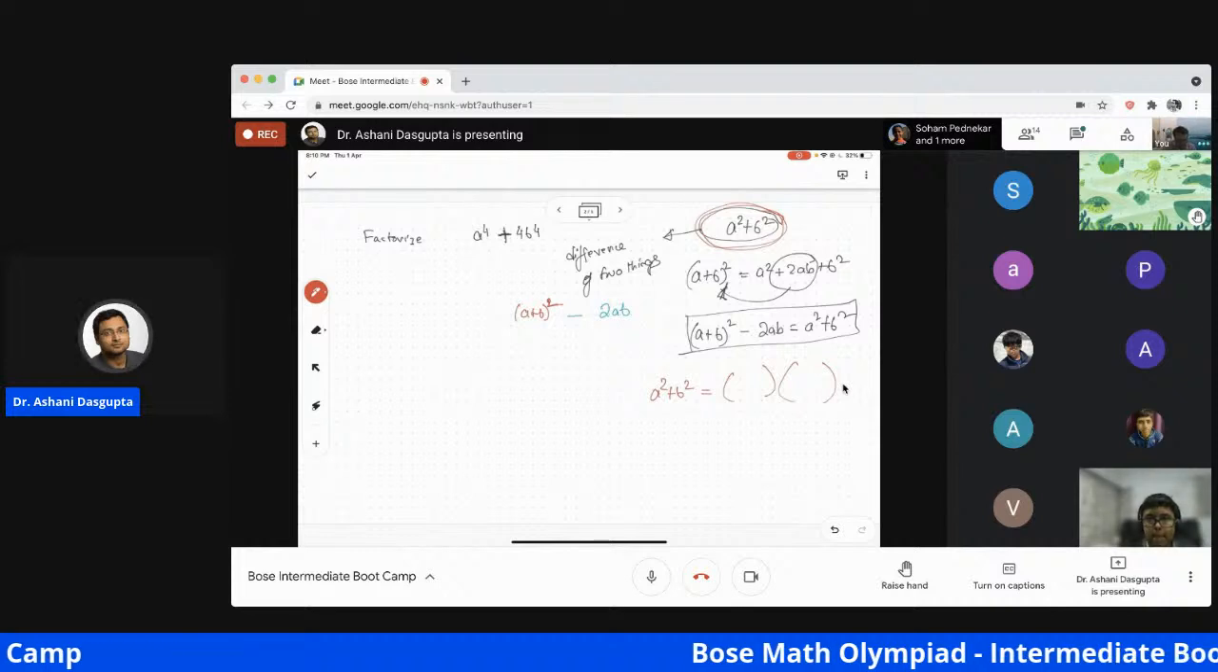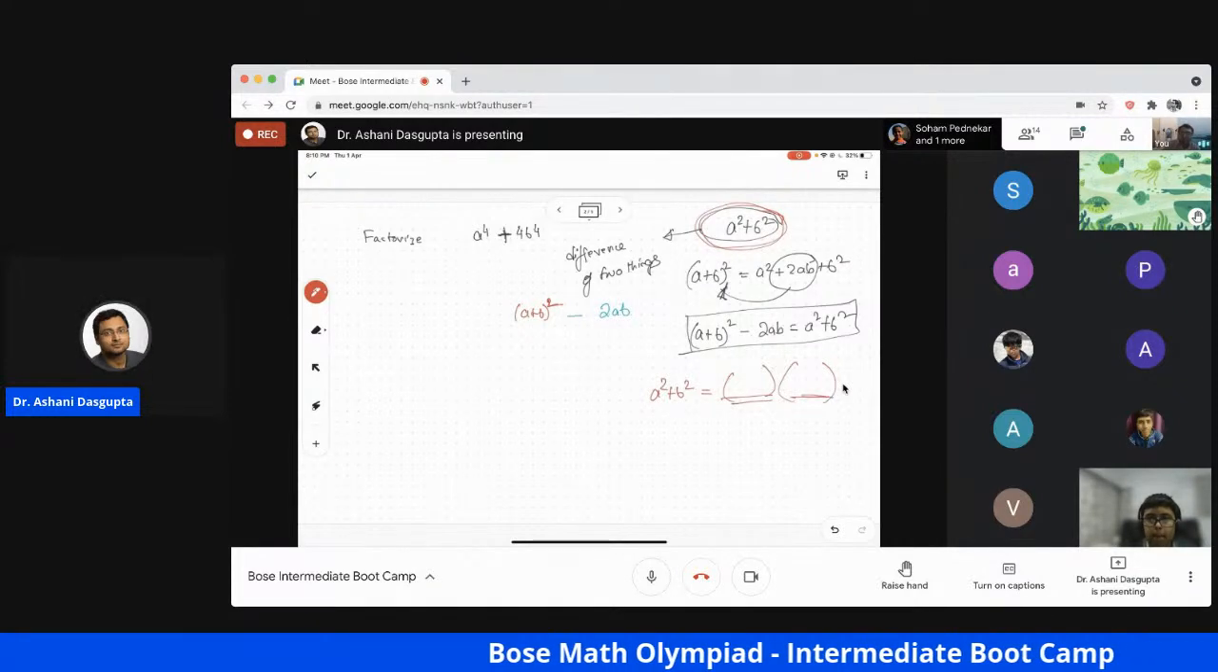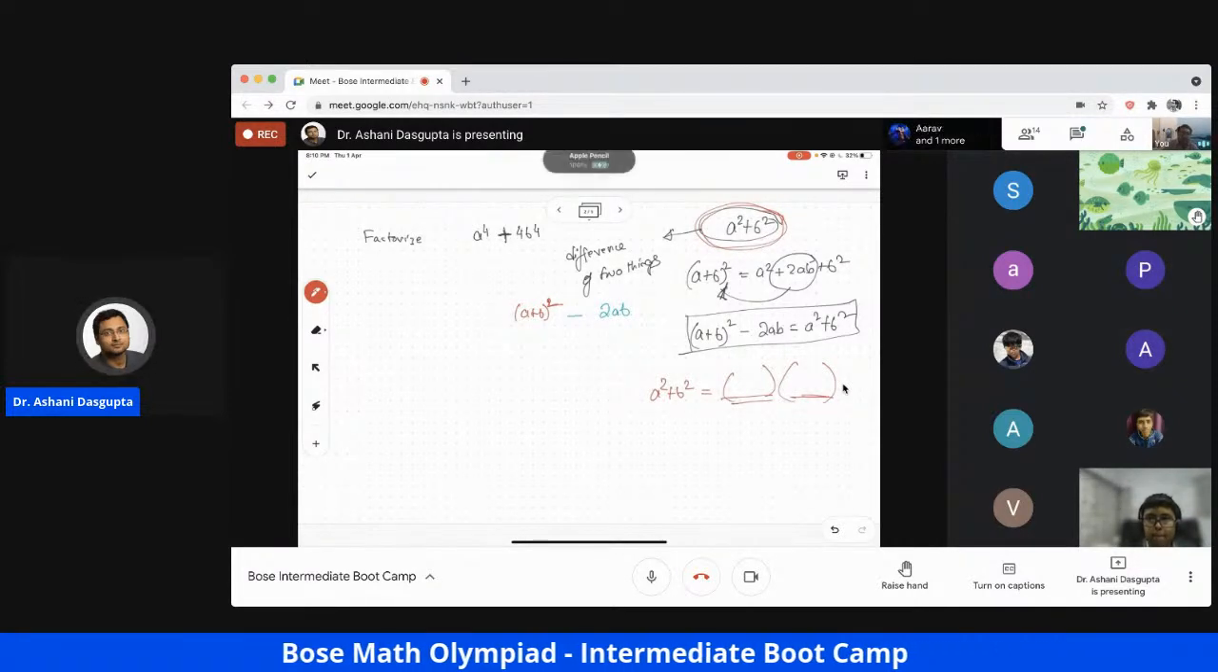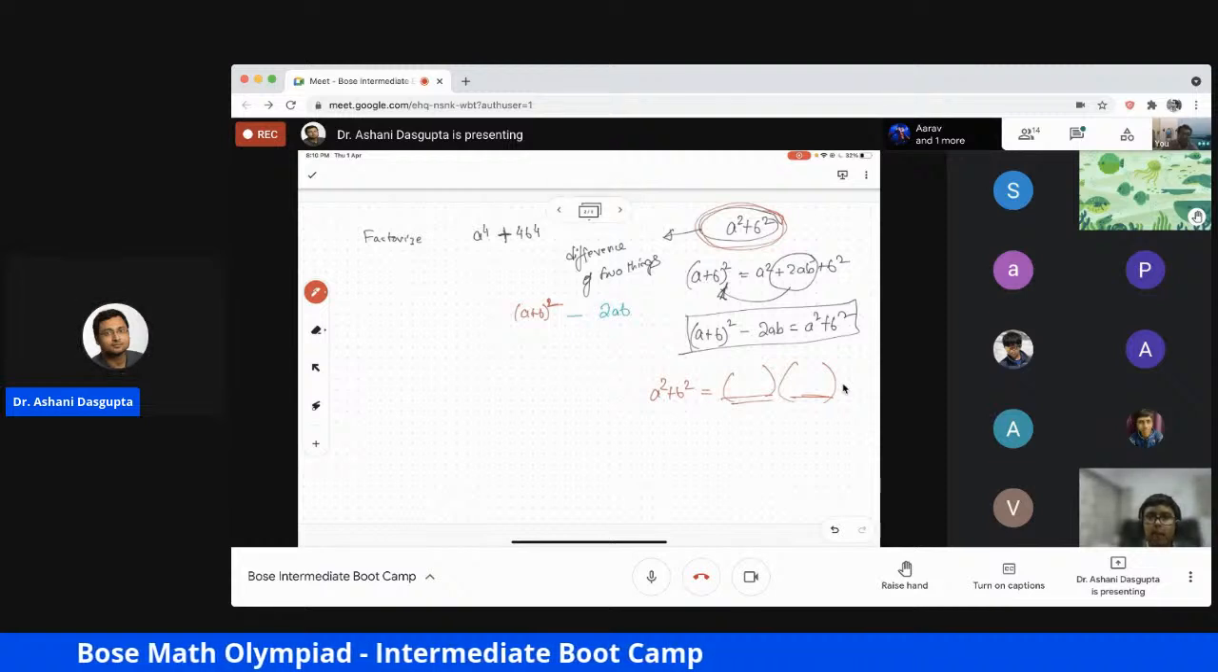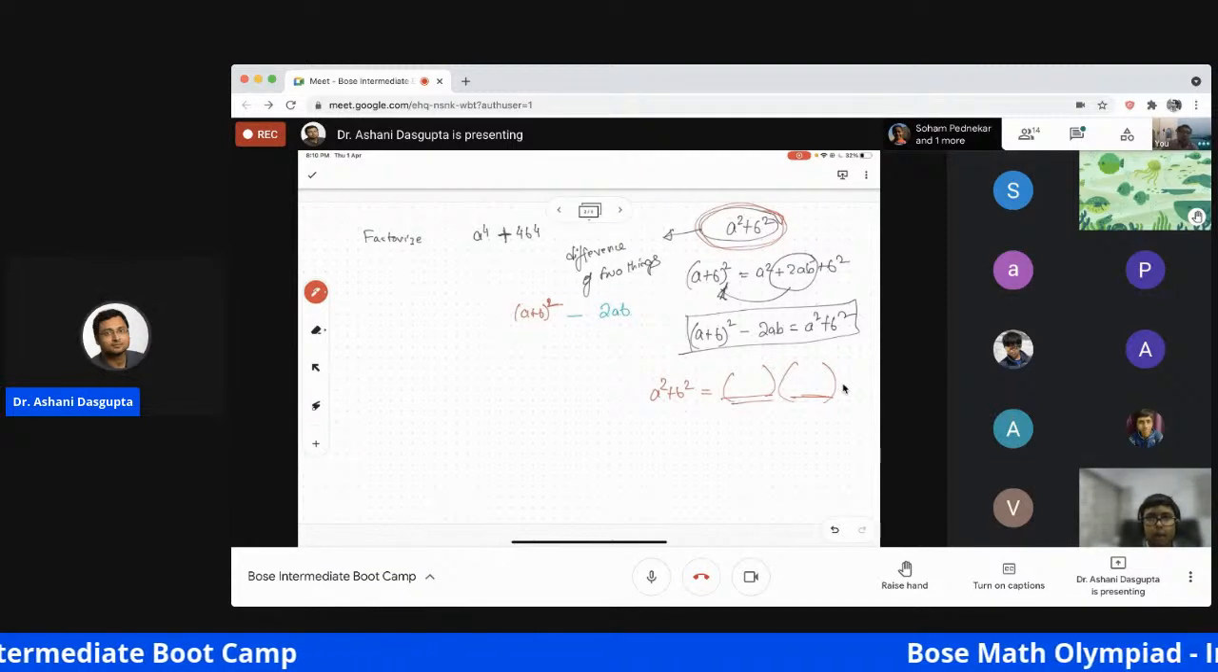Well, in most cases, this would be very hard to do in terms of a and b. But you could do that with a to the power 4 plus b to the power 4. But how can you do it?